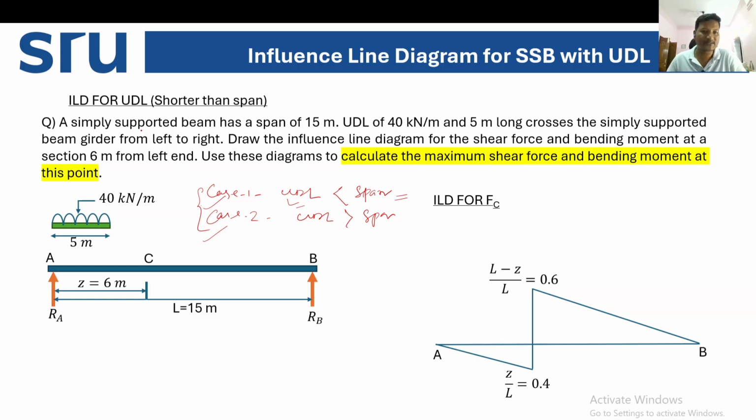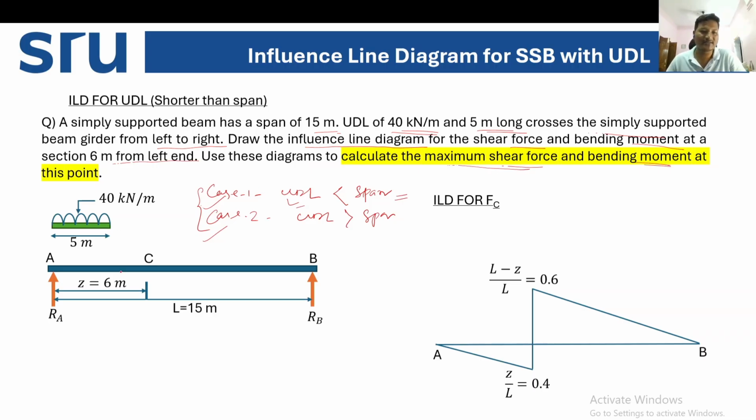So the question says a simply supported beam has a span of 15 meter. A UDL of 40 kilonewton per meter and 5 meter long crosses the simply supported beam girder from left to right. Draw the influence line diagram for the shear force and bending moment at a section 6 meter from the left end. Use this influence line diagram to calculate the maximum shear force and bending moment at this point.